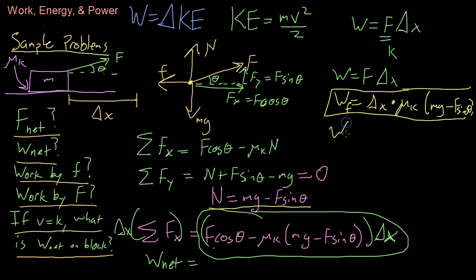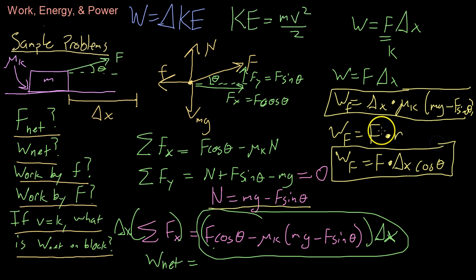We can also determine the work done by the pulling force F, based on how much it puts in the direction of this displacement. So we know that it's F dot r, which is simply the force times the distance traveled, delta x, times cosine of theta.